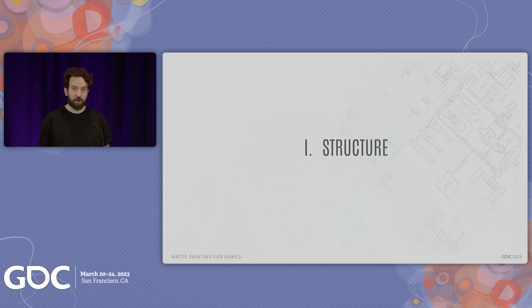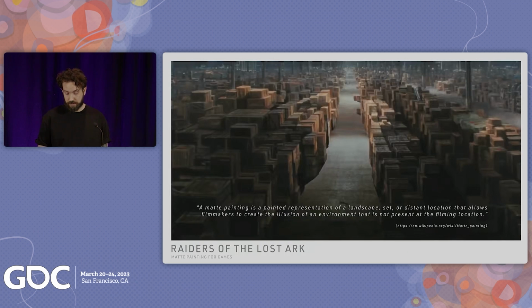So matte painting has a long history, from painting on glass back in the day to digital matte painting and slowly evolving into full 3D environments. And according to Wikipedia, a matte painting is a representation of a landscape, set, or a distant location that allows filmmakers to create an illusion of an environment that is not present at the filming location. For me, it's a way to show a larger world and to inform the player of the bigger universe that they're a part of.